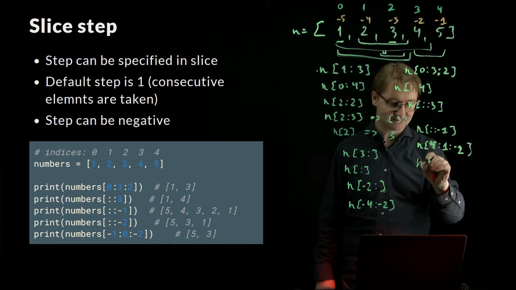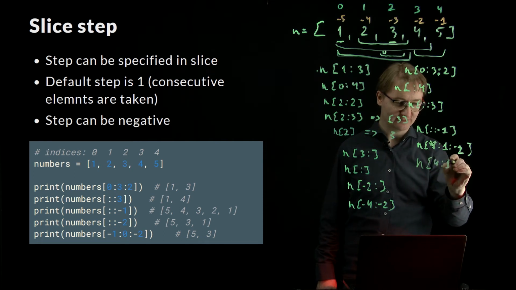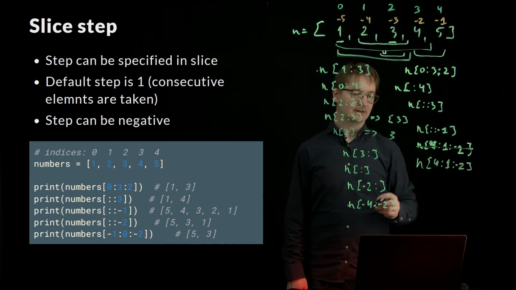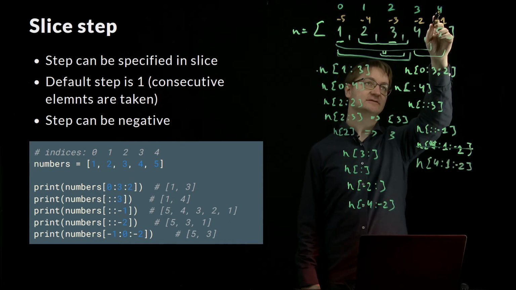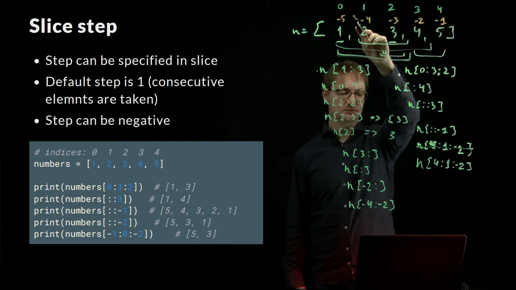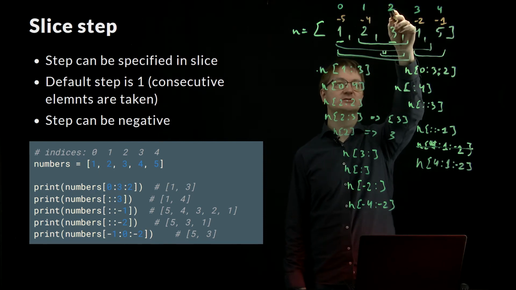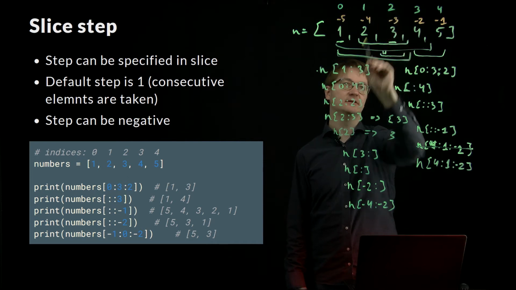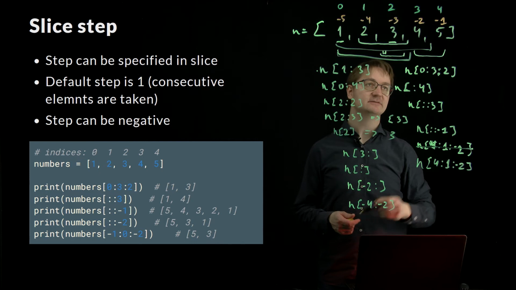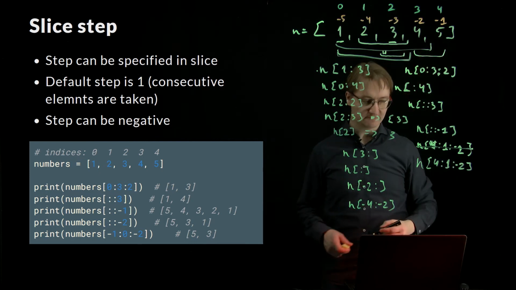So basically it's 4, 1, and -2. And we start from the index 4. We go up to index 1, but 1 is not included. So basically we end up at position 2, and we take every other element. So it's basically 5 and 3.